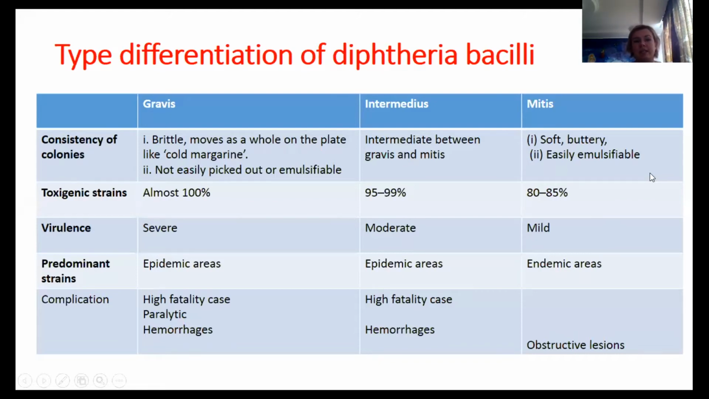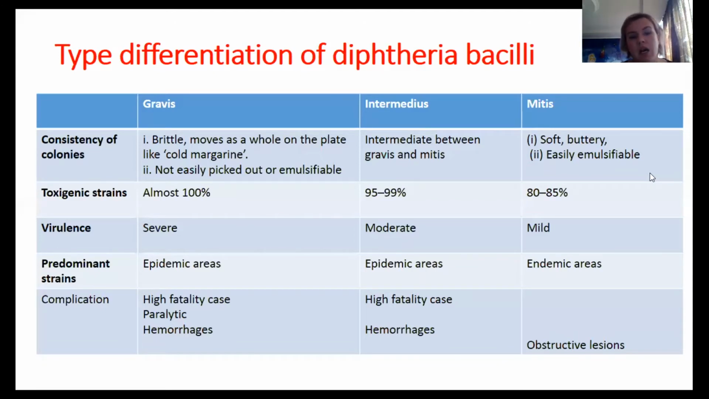The toxigenicity activity of gravis is very high, almost 100% of colonies have toxigenicity. Intermedius is a little less, 95 to 99%, and mitis, most kinds of colonies, 80 to 85%. Gravis has severe virulence, intermedius moderate virulence, and mitis low virulence.